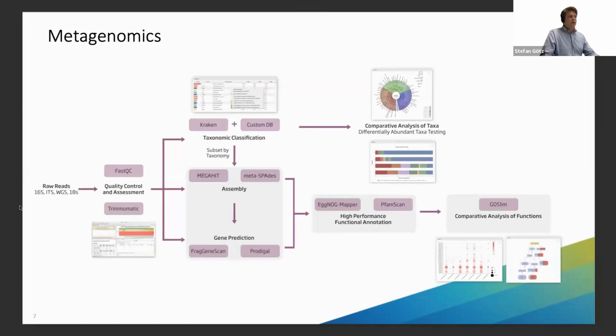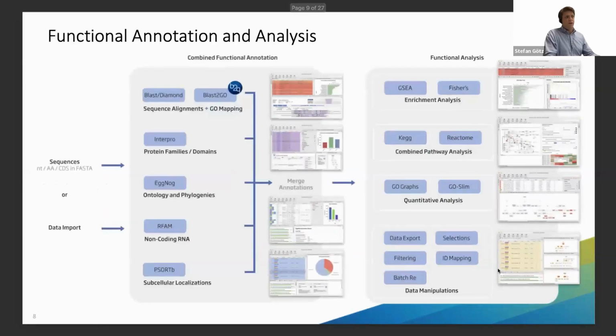Metagenomics is similar. You start with raw reads and, like in most of the steps, you do quality control and assessment with FastQC and Trimmomatic, and then you have the option for taxonomic classification or the assembly and gene prediction of metagenomics data. Then you compare different samples by the composition of taxa, differential abundance testing of taxa, or you have the comparative analysis of functions, which is the functional interpretation or comparison of different samples for the metagenomics data you might want to have.